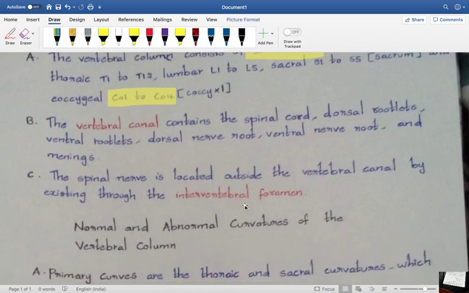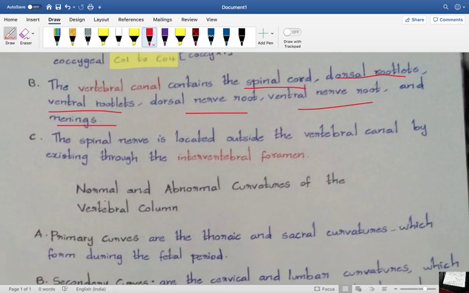Now, what does the vertebral canal contain? It has the spinal cord in it. Basically, it is carrying the spinal cord. There are dorsal rootlets. Dorsal is sensory, ventral is motor. So, ventral rootlets, dorsal nerve roots, ventral nerve roots, and the meninges. Next, how is the spinal nerve formed? Ultimately, these roots come and join, and they exit through the intervertebral foramen. That is what you need to emphatically remember.